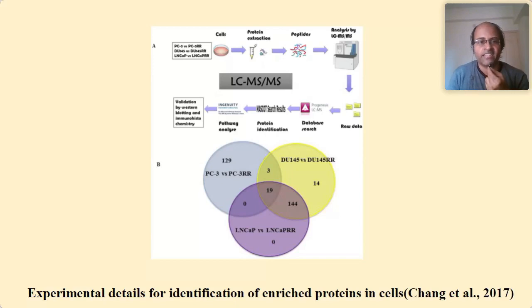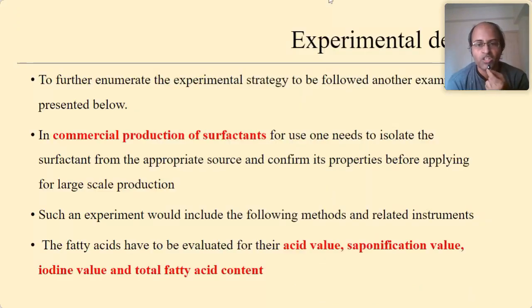Then another example which would be given here, apart from this, is commercial production of surfactants. Surfactants, as you know, are very useful for removal in day-to-day life of lipids and oily substances. If you want to do commercial production of surfactants at a large scale, first we need to check the variable parameters and others. For that, we first have to identify the starting material from where you will be making the fatty acids.